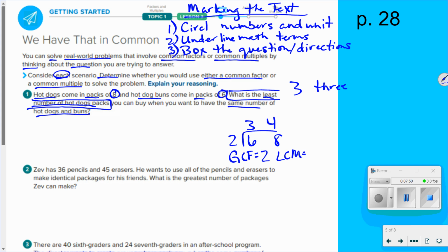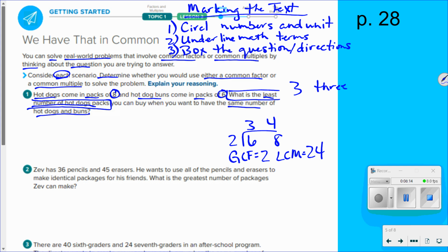GCF is 2. My LCM is 2 times 3 is 24? But you didn't answer the question. What's 2 times 3? 6 times 4? Good. You were a step ahead because it's easy math, right? Now here's where the thinking comes in. I already know the 2 numbers I'm looking at, right? I either want the 2 or the 24.